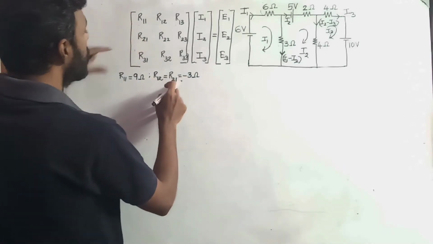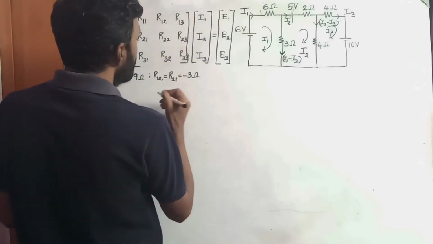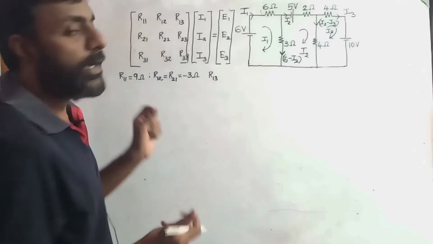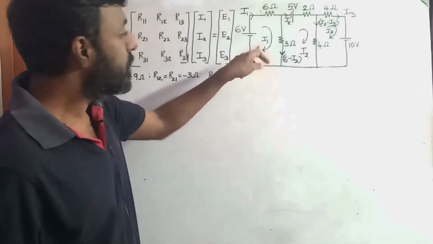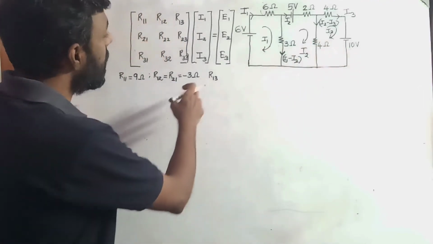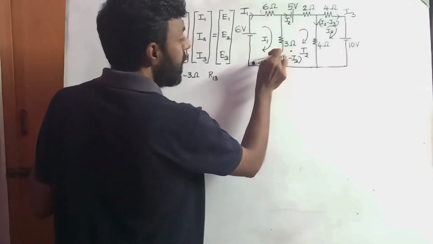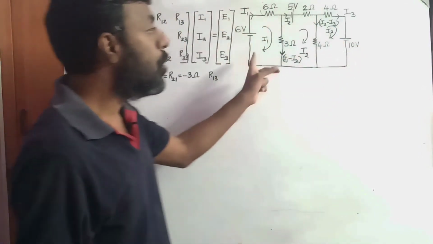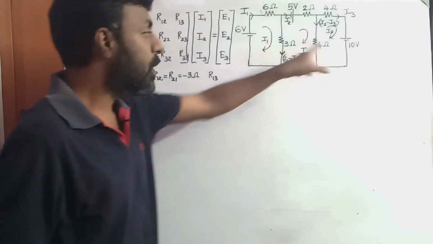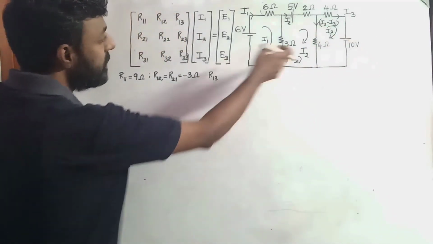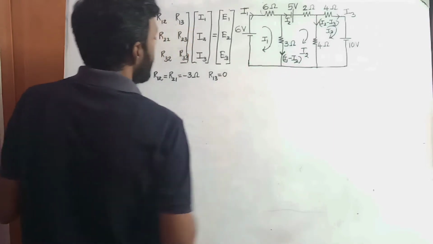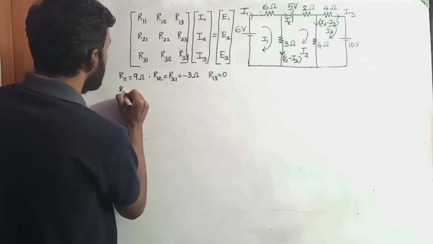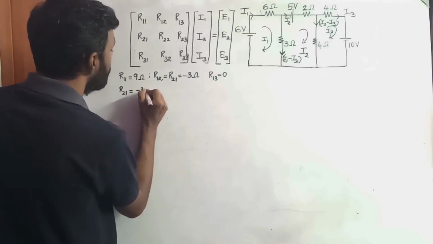Similarly, R12 and R21 we have found. What is R13? We need to find a common resistor connecting compartment 1 and compartment 3. Here compartment 1 is here, compartment 3 is here, and in between you have compartment 2. So there is no physical connection between compartment 1 and compartment 3. So R13 will be 0. Okay, so R12 is minus 3, and similarly R21 is also minus 3 ohms.